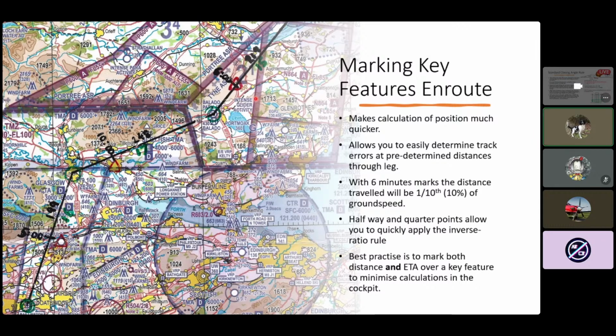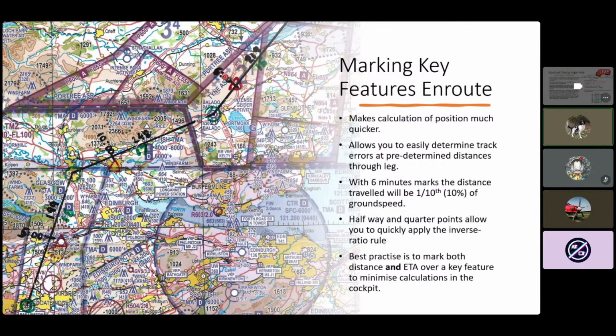Always figure out the width of your thumb, because if you know you've got a 2 mile thumb, you can put that on the chart and you can go, right, I'm 2 miles off, I'm 1 mile off, whatever it may be. But with a 6 minute mark, you know you've gone a tenth of the ground speed in that time in terms of distance. Over here I've got a halfway mark just because it's suited. So I used a halfway mark. And over here I've got neither. I just used this because it was a really obvious big town, and I thought that was a good reference point, a good key feature. It just so happens to occur at 10 minutes.